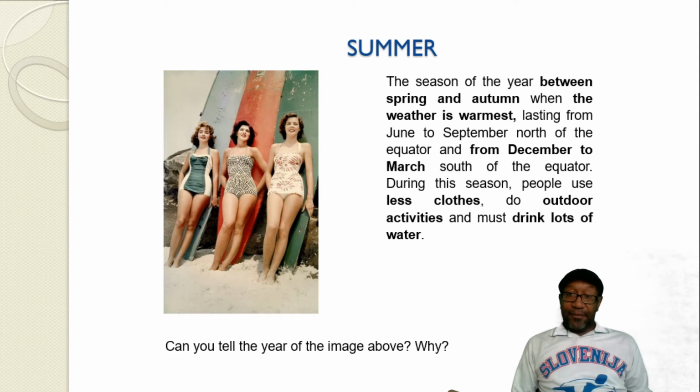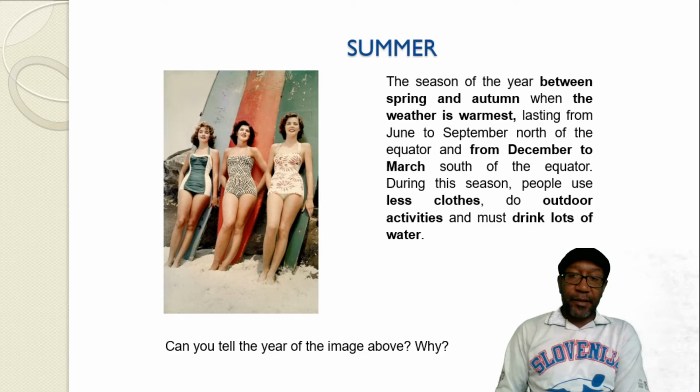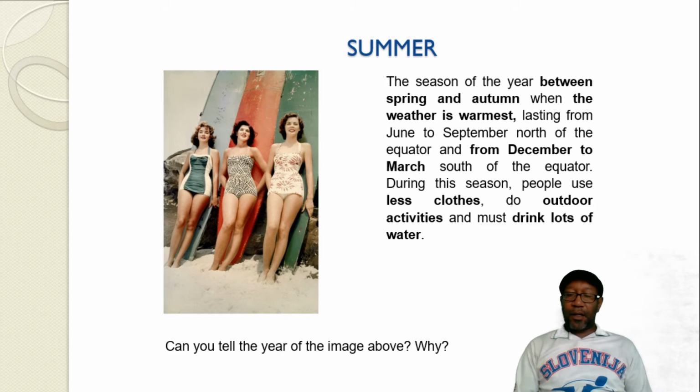Okay, so now we're gonna talk a little bit deeper about the seasons, right? We talked a little bit about weather, but weather and seasons are closely related, right? Because the season is a moment where the weather has some characteristics, right? We're gonna talk here about the summer. So the summer is between spring and autumn when the weather is warmest. So it's hotter, it's warmer, right?